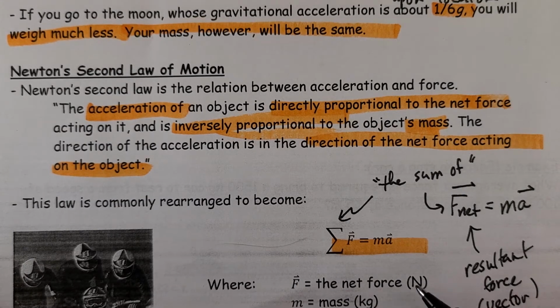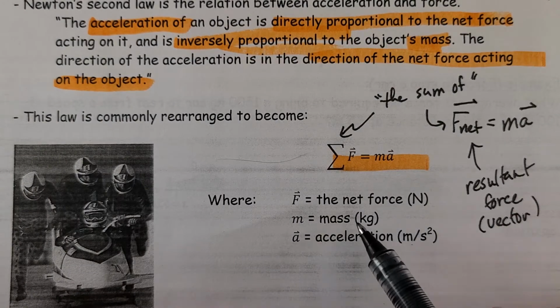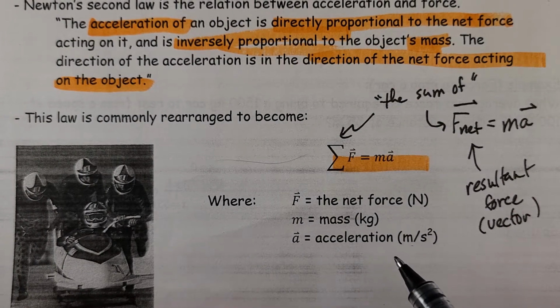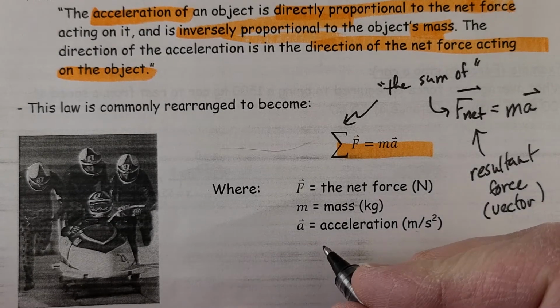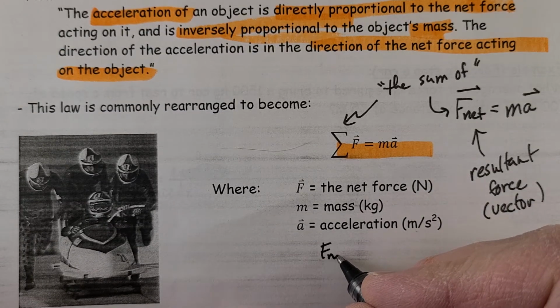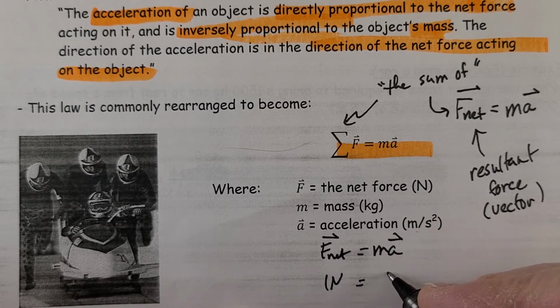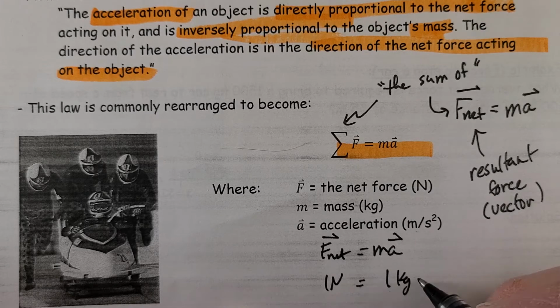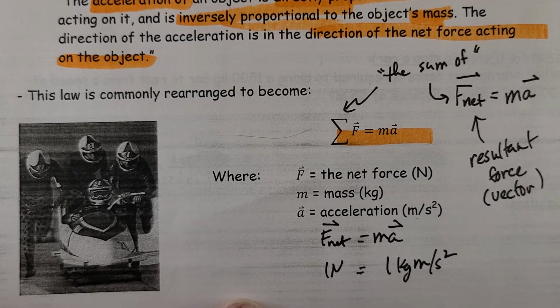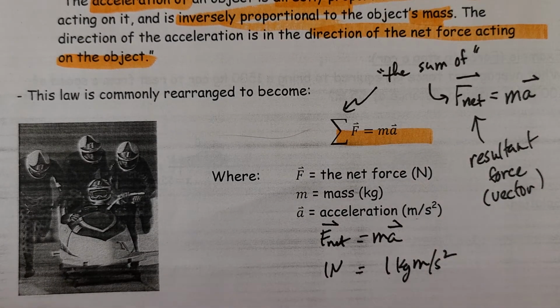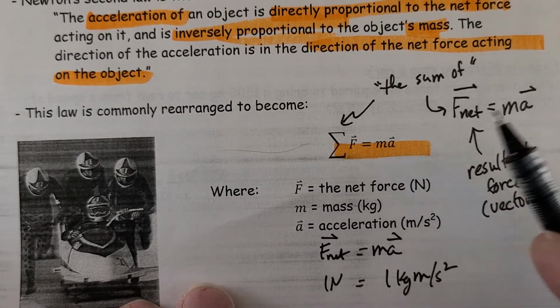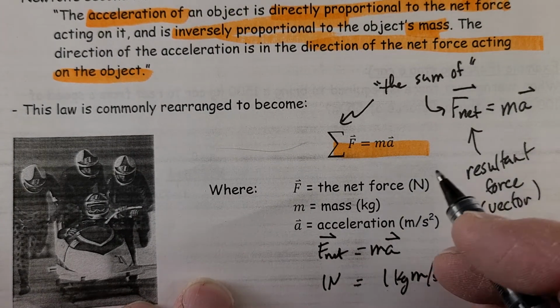So F net is a net force. It is in the unit of newtons. m is mass, in kilograms. And a is acceleration, in meters per second squared. So what that tells us is that if F net equals ma, 1 newton is equal to 1 kilogram times meters per second squared. So it's kind of an awkward unit to use, kilogram meters per second squared, but that's equivalent to a unit of force, which is 1 newton. All right? So that is Newton's second law, basically this equation right here.